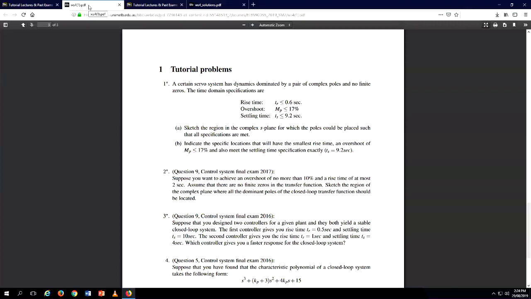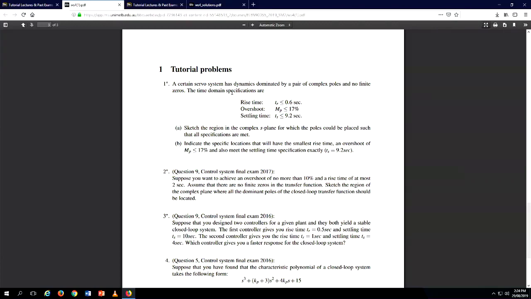I'm just thinking maybe the best way to do it is to just use the computer so I don't swap between the document camera and, let's see. All right, so we will look at this set of tutorial problems. The first question is given here.